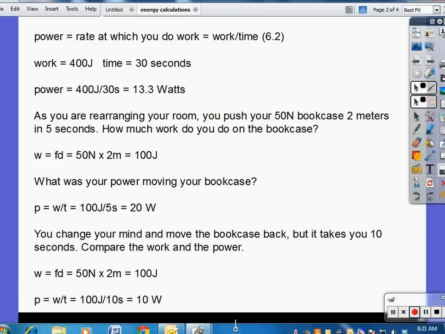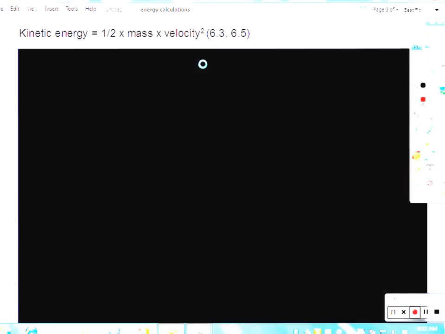That kind of makes sense in your head. So the next thing we're going to look at is kinetic energy, and kinetic energy is in 6.3 and 6.5 of your book. Potential energy is in 6.4, so you want to look at that whole 6.3 to 6.5 span for kinetic and potential energy.